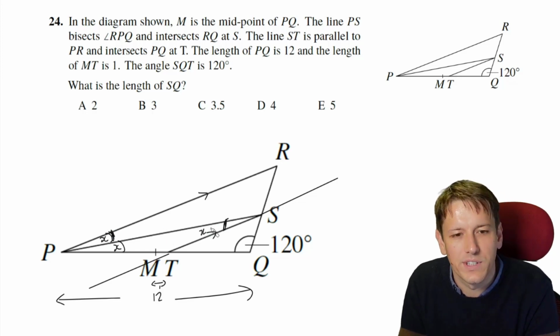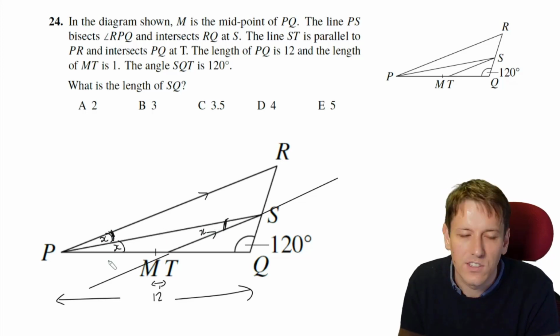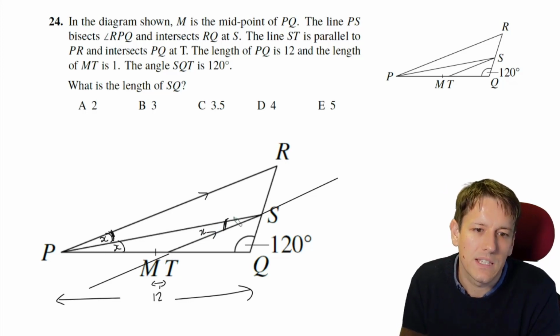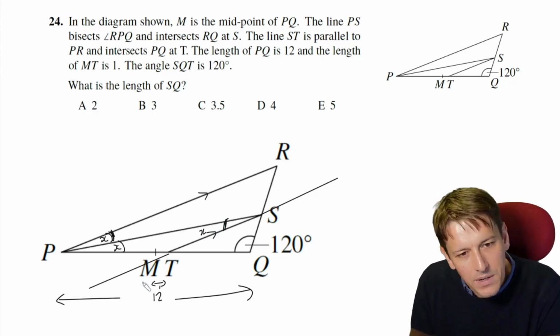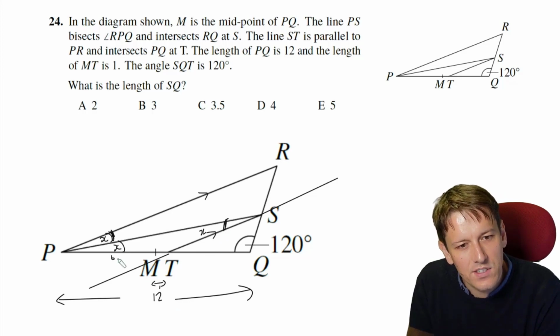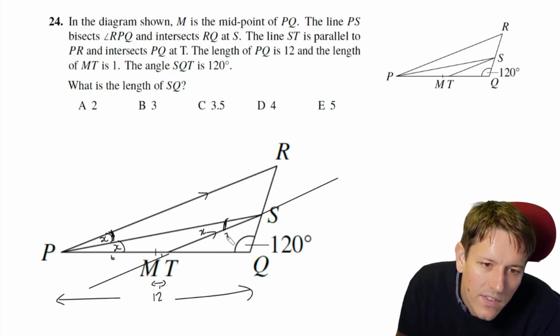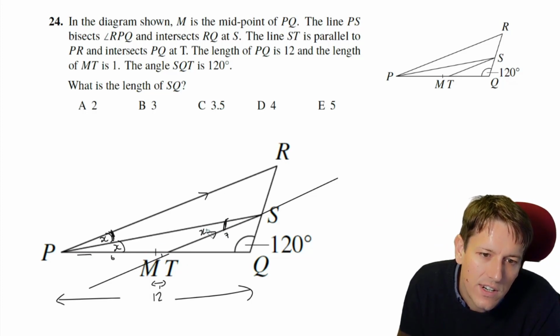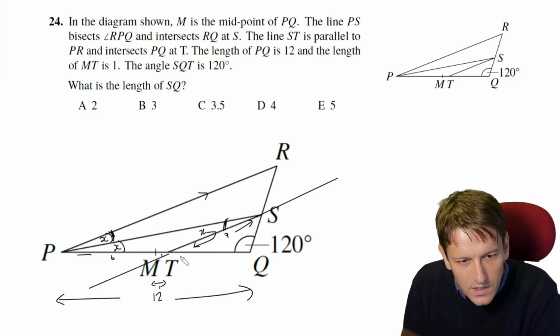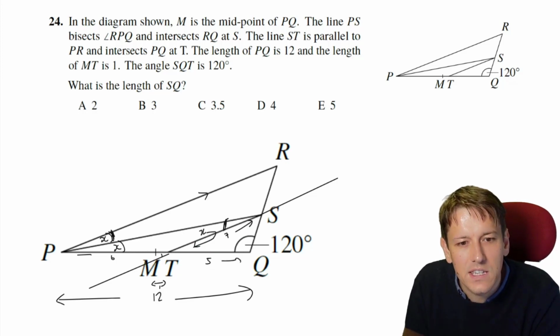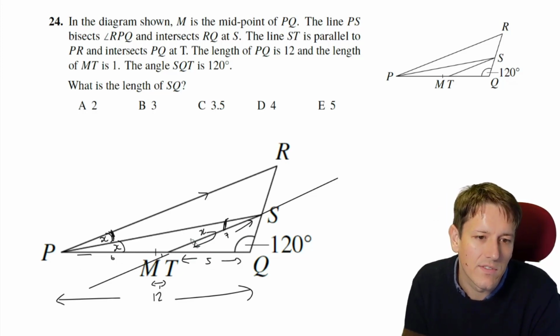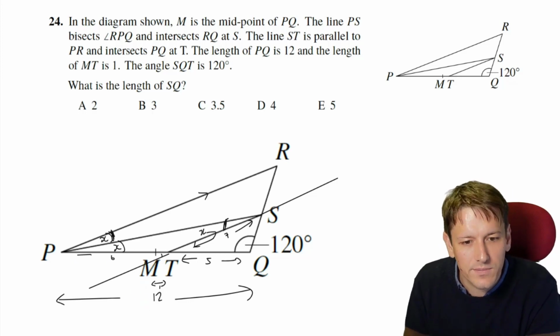So we've got alternate angles, this one is equal to X as well, and that means that this triangle PTS is isosceles. Now we've got the information about the lengths here, so P to M would be 6 and M to T is 1, so that length is 7, and that means that because this is an isosceles triangle, PTS, this length here would be 7 as well. And of course we know that the length TQ would be 5, because the total here is 12.